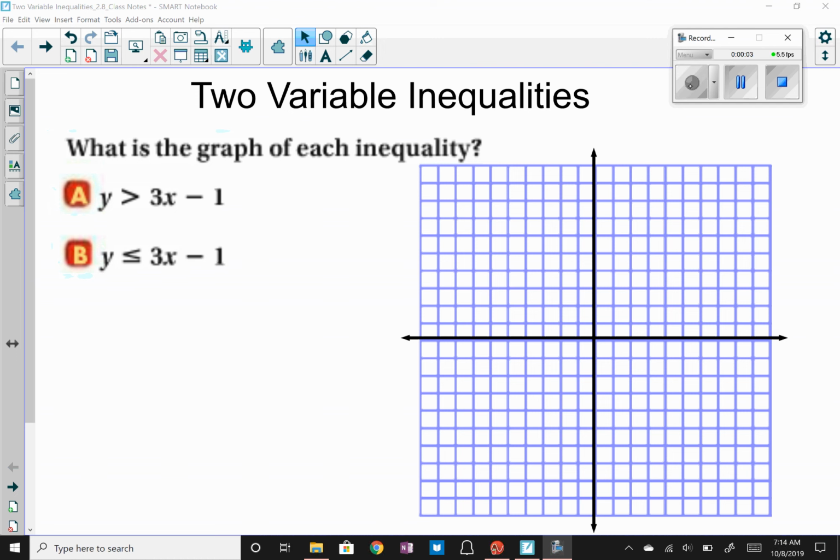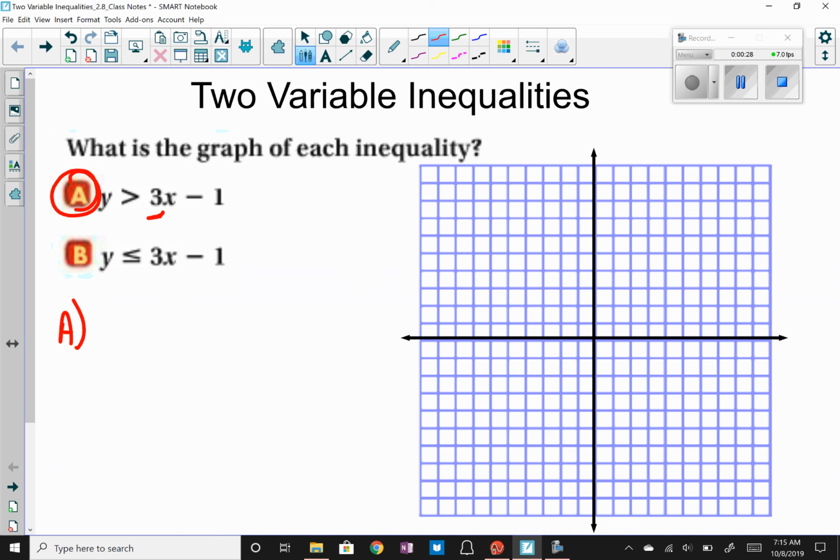Today we want to talk about graphing inequalities in two variables. And we'll work with part A right here. And we have y is greater than 3x minus 1. So we're going to essentially graph them like they are linear equations. So the first thing we want to determine for part A here is what the slope is.